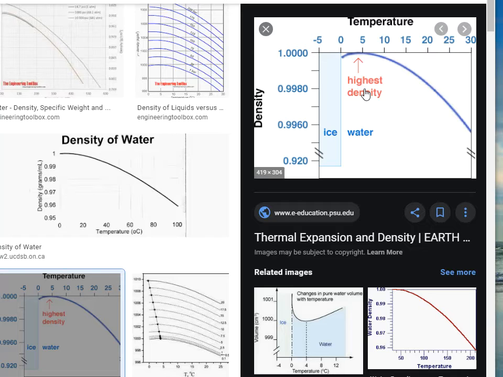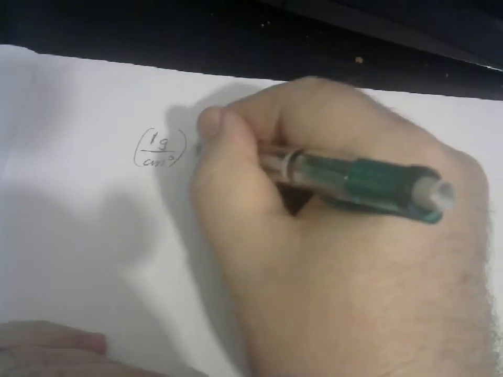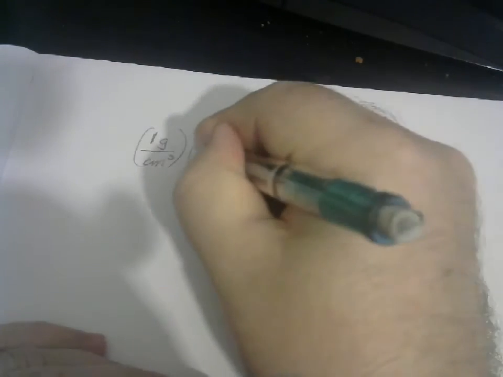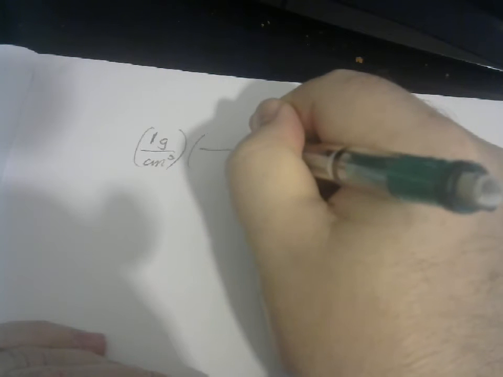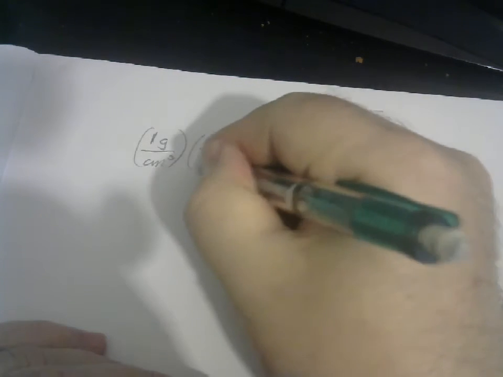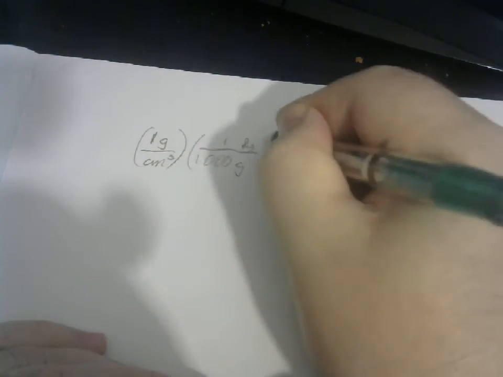on the surface. So the density of the water at the bottom of the pond, where it's 4 degrees Celsius, is going to be 1 gram per cubic centimeter. Now that density is not exactly an SI unit, so I'm going to convert grams to kilograms by saying 1,000 grams per kilogram.